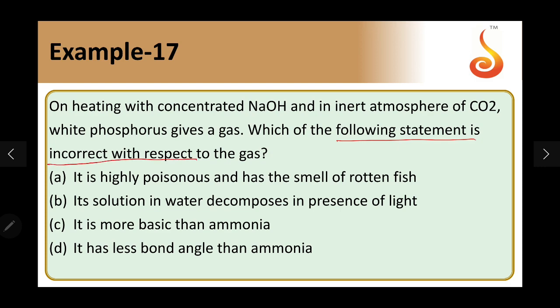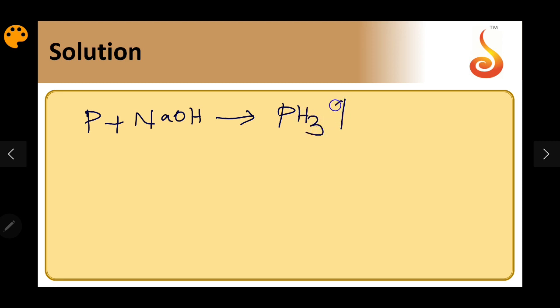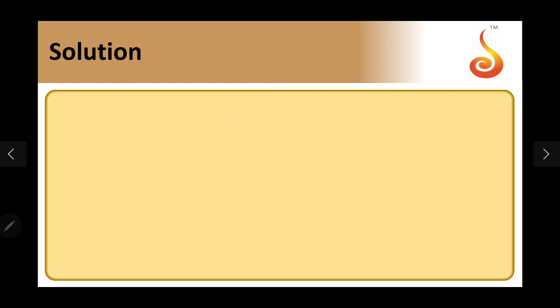Incorrect. So if you take the reaction P plus NaOH, it is a disproportionation reaction that gives PH3 as the gaseous compound. The other product is NaH2PO2. So PH3 is the gaseous compound which is produced. To compare the properties of PH3, we have to take a look at the options.